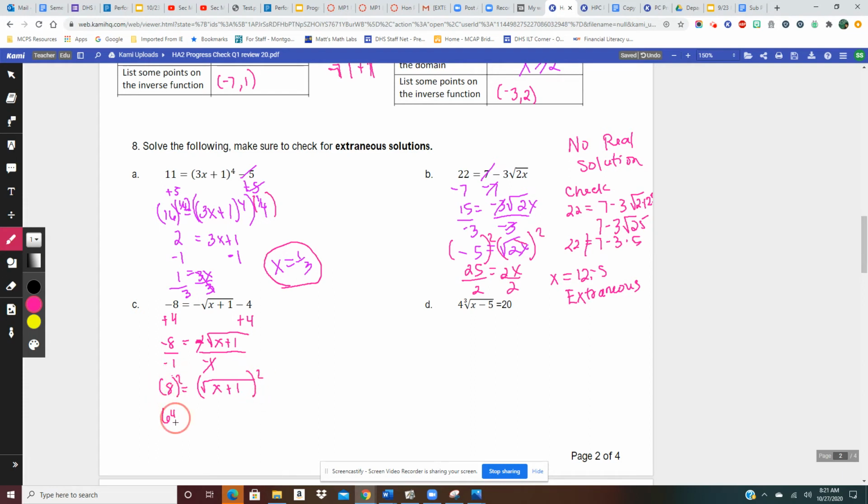I get 64 equals x plus 1. And I'm going to do minus 1, minus 1. I get 63 equals x. Okay, last one. Cube root is defined for all real numbers, so you don't have to worry about any extraneous.